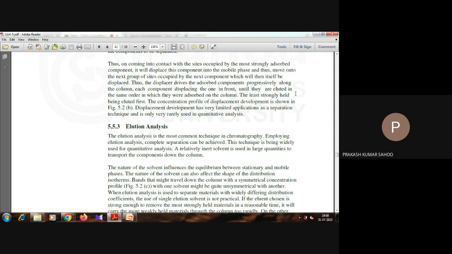Thus the displacer drives the adsorbed components progressively along the column, each component displacing the one in front until they are eluted by the same, the least strongly held being eluted first. This is the primary principle: the least strongly held is eluted first.